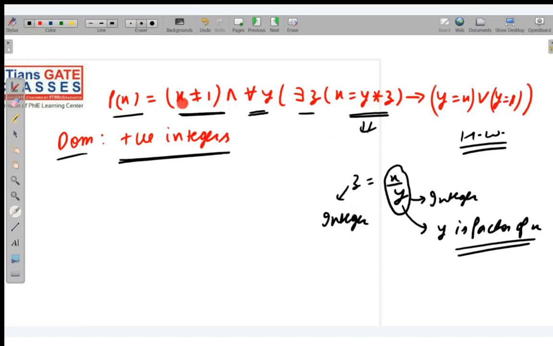Okay, so now read it. X is not equal to 1, and for every factor y of x, either y should be equal to x or y should be equal to 1. That means whatever factor you think of, it should be either x or 1. So only two factors, that is what? Prime number. So this proposition represents prime numbers.